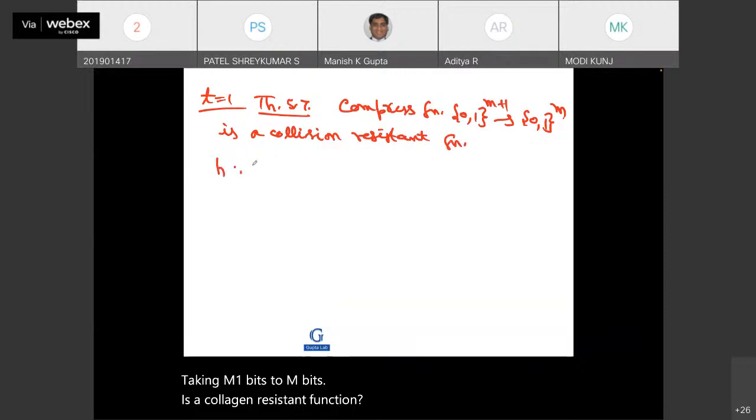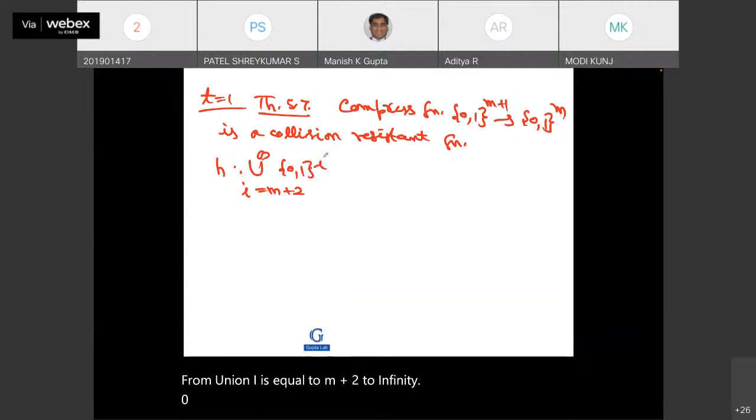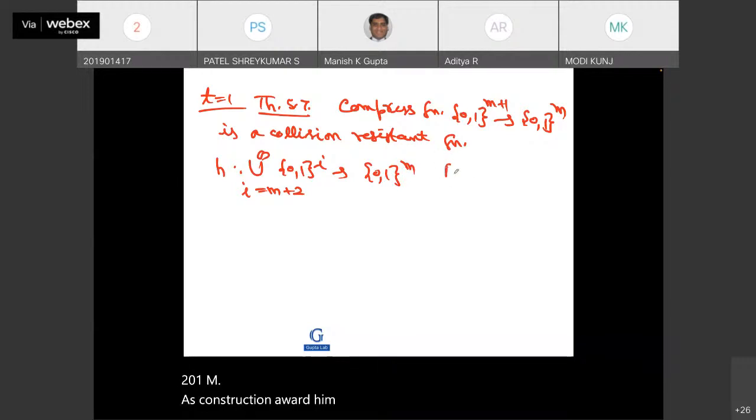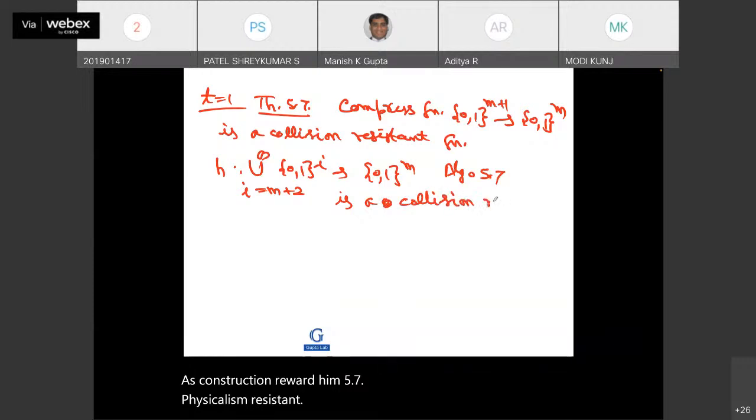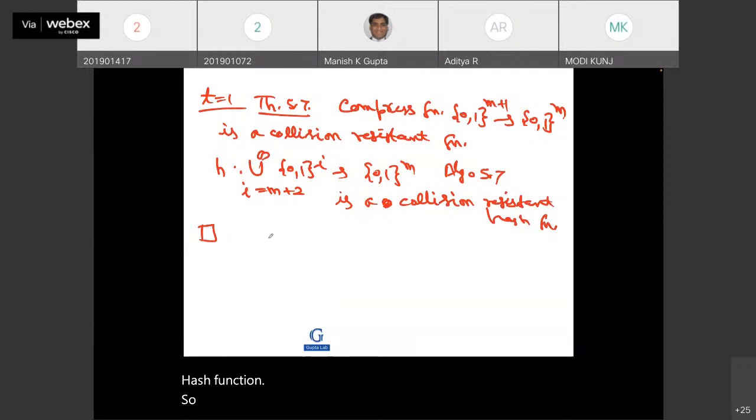Then h from union I is equal to m plus 2 to infinity, {0,1}^I to {0,1}^m, as constructed in algorithm 5.7, is a collision resistant hash function. Okay, so the proof is simple. So I'm just including it here.